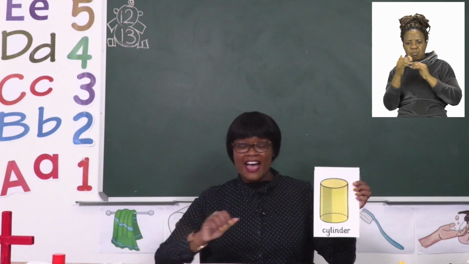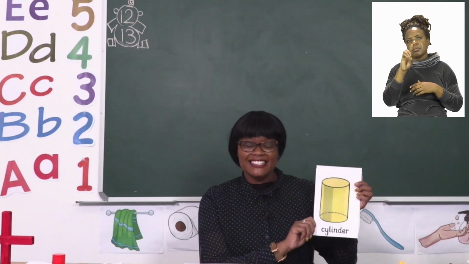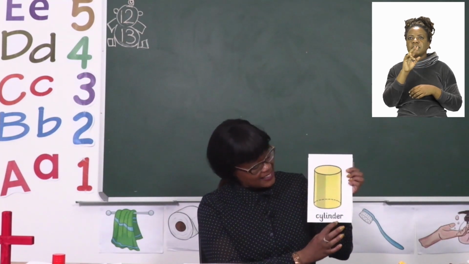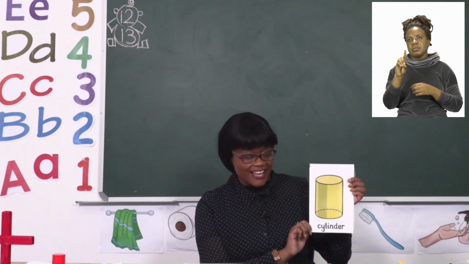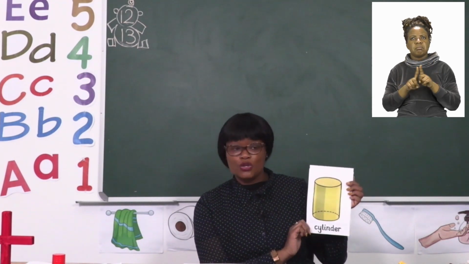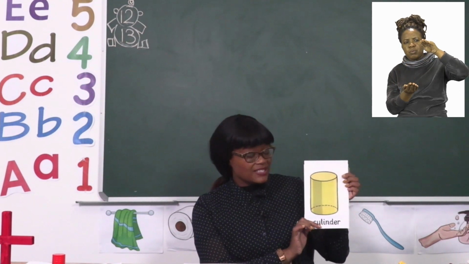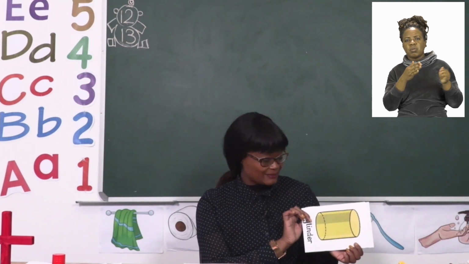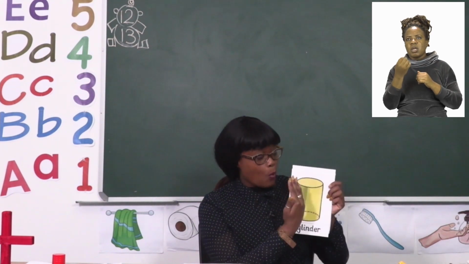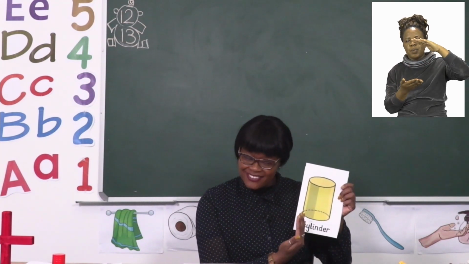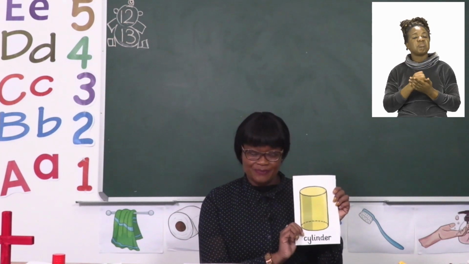The next one that we have is called a cylinder. Everyone, let's say cylinder. Cylinder. Now a cylinder looks like it has two tops or bottoms. So you can turn a cylinder this way, which is upright, or lying down. A cylinder has two flat surfaces and then one round one. You can see many real life things that are cylinder shaped.